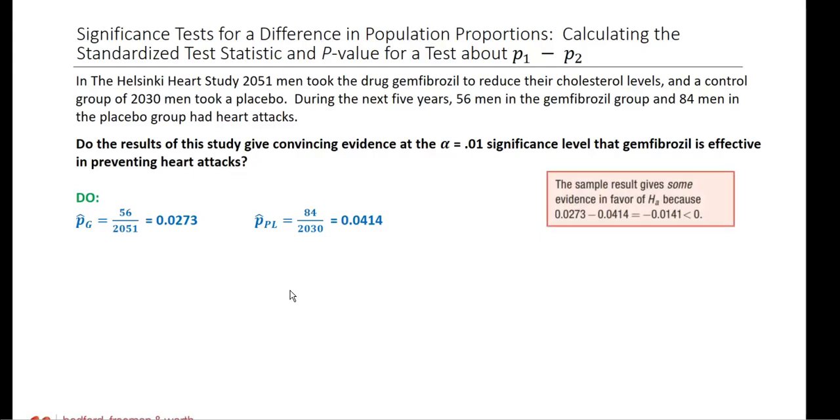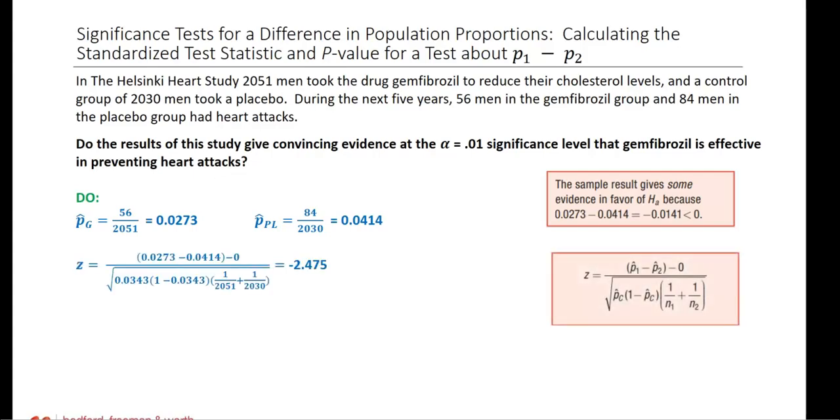So they did the work. They used decimals. It's a smart move there, by the way. They mentioned this because it's negative. So actually the people who took the real drug there had fewer heart attacks, right? So you get a negative number when you do the G proportion minus the placebo proportion. They plugged in the formula. Again, they plugged in a slightly different formula in the denominator. It's the same formula, they just wrote it differently. They get z equals negative 2.475.